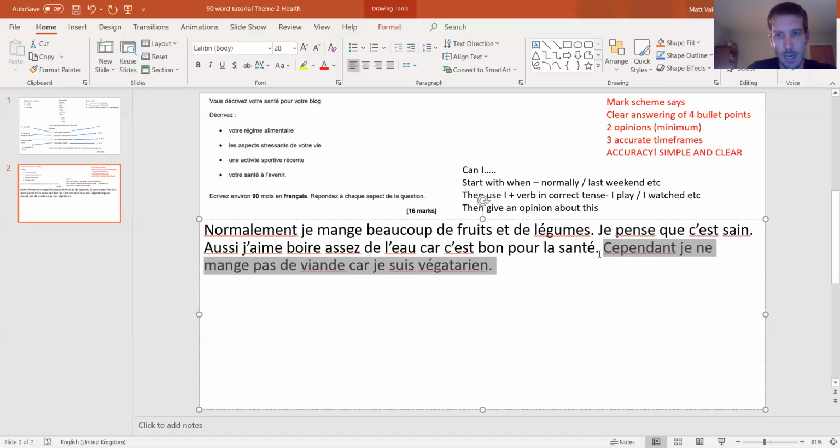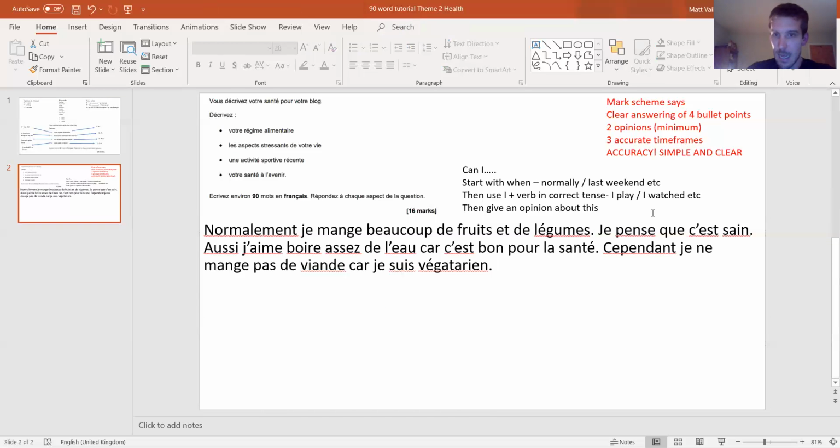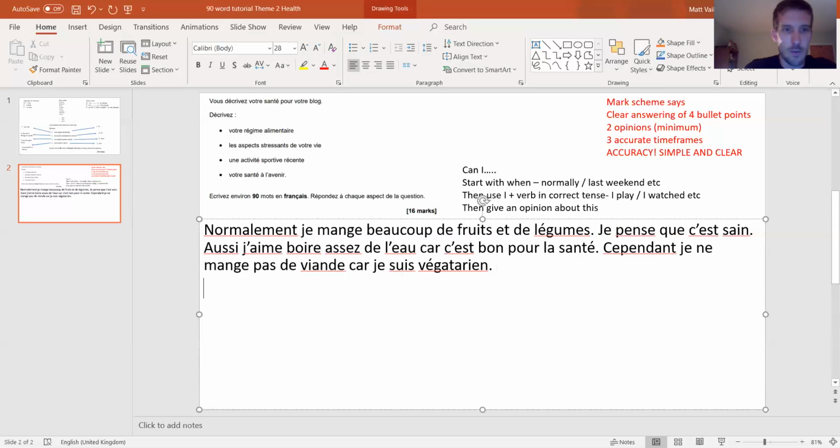But we're fine with this first part for that bullet point. Okay, it looks like a good bullet point. Let's just check. We'll start with when, verb in the present tense, opinion, yes, good. Okay, 2 opinions already. Always good to get opinions done straight away. Remember your opinion, I like, followed by the full verb, which makes it easier to use because we can just use the full verbs we've got noted here after the opinion. Nice connective cependant. I don't eat. That's good. Right, lovely. Let's move on. Remember what I said last time. Always leave a gap. One bullet point equals one paragraph. Move on. Stressful aspects of my life.